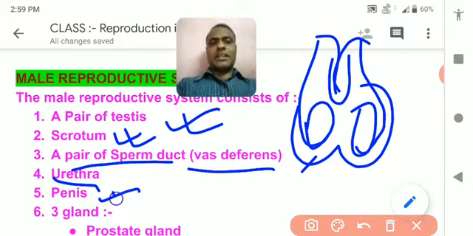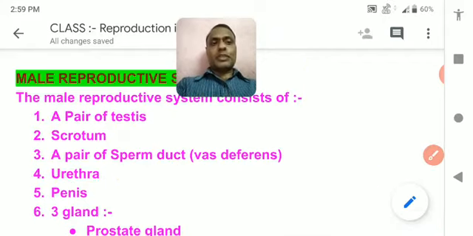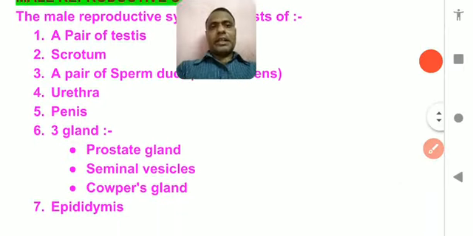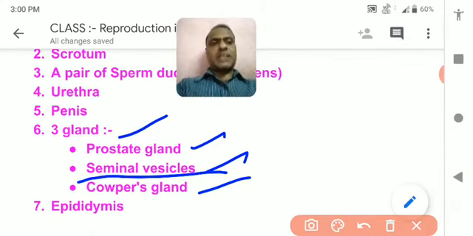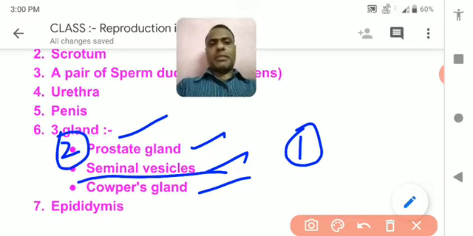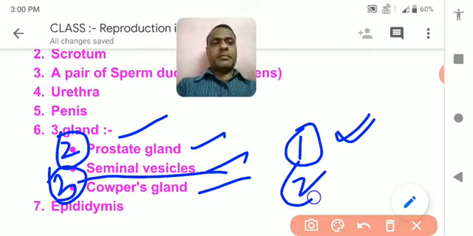The penis is the muscular organ that can be seen in the male reproductive system, by which you pass urine. And the three different glands are the prostate gland, seminal vesicles and Cowper's gland. Remember, seminal vesicle is number 1, then number 2 is the prostate gland, and number 3 is Cowper's gland. In the order of arrangement, first will be the seminal vesicle, second the prostate gland, and third the Cowper's gland.